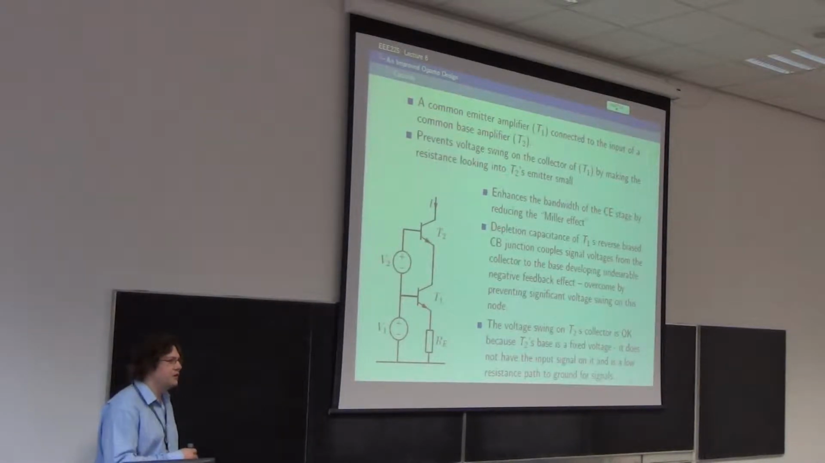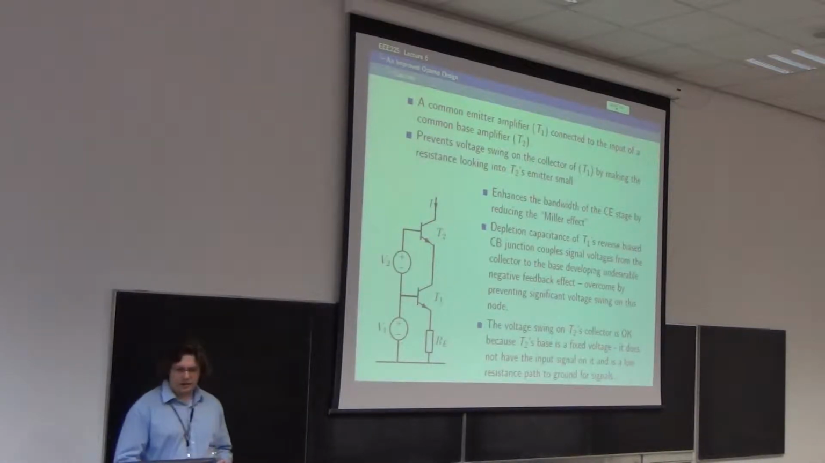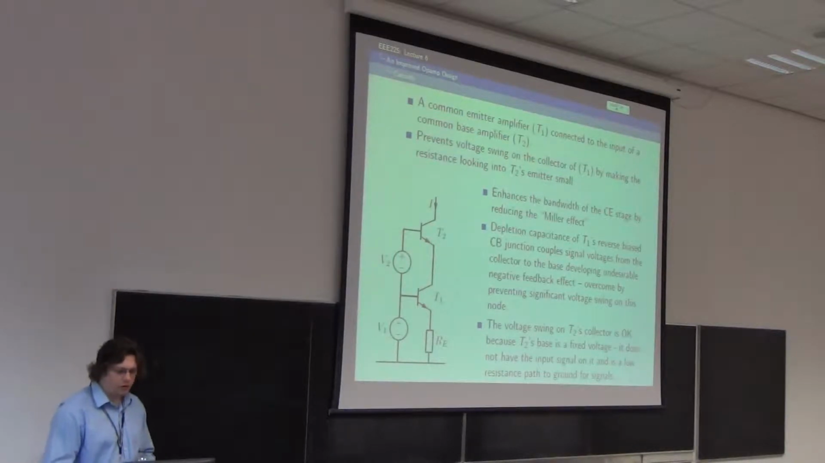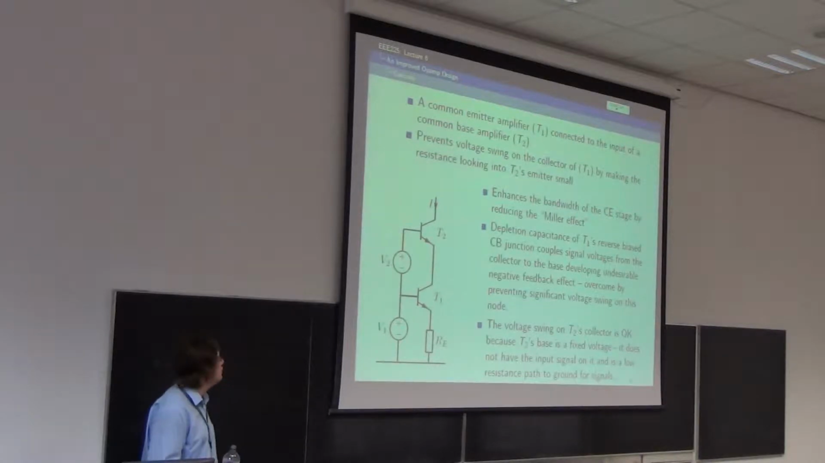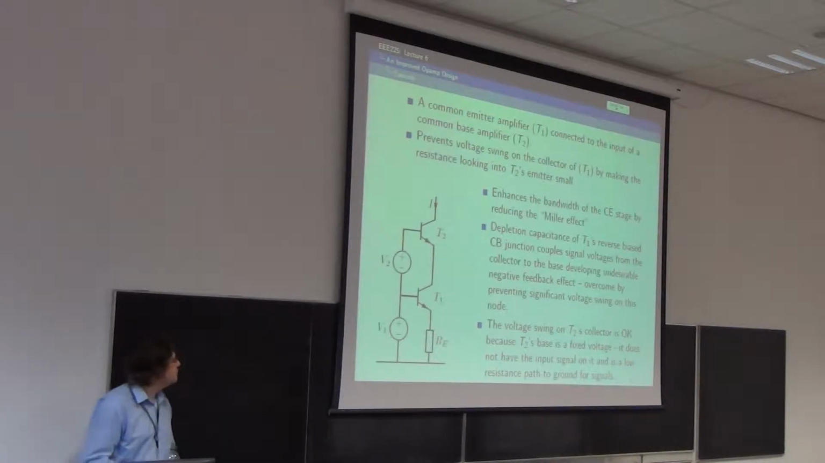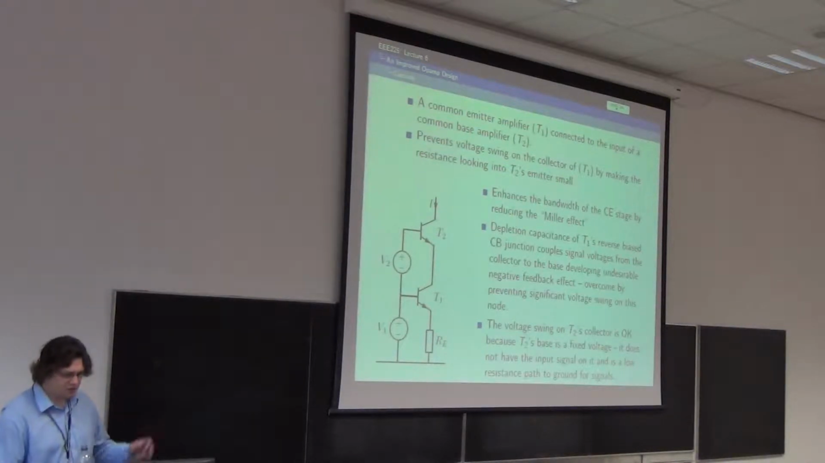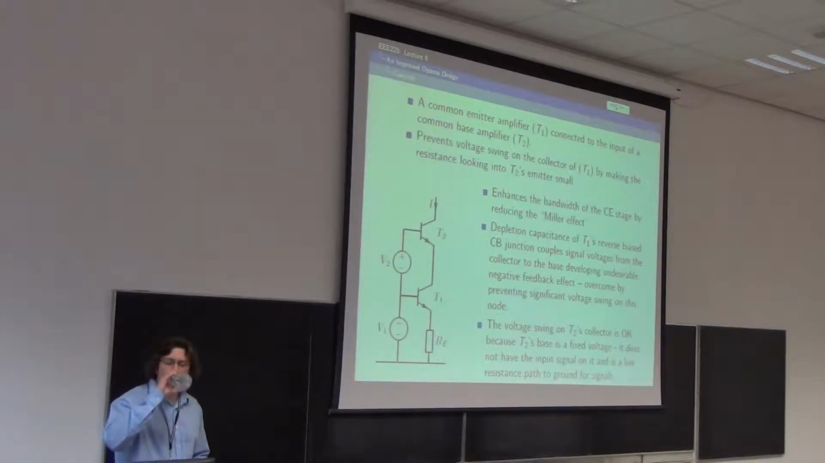There is another circuit I didn't manage to squeeze in, which you ought to know about, because you'll see them now and then, and it's the cascode. This is a connection of a common emitter amplifier to a common base amplifier. So the common base is T2 and the common emitter is T1, and in this case it's degenerated, but that's not really a big deal.